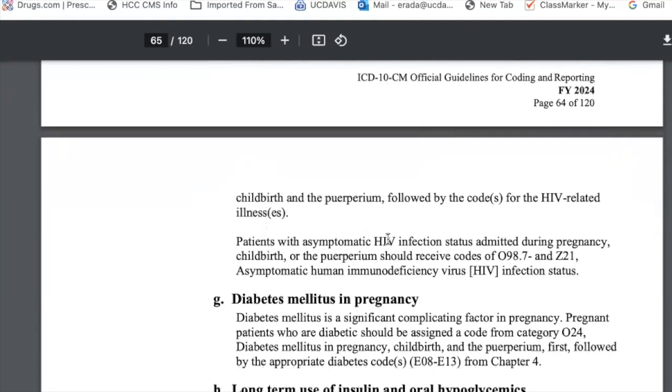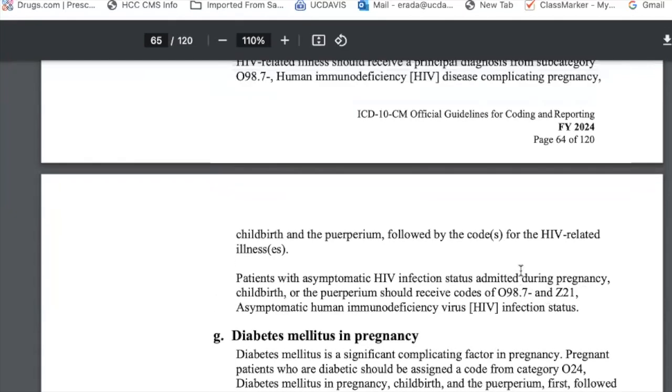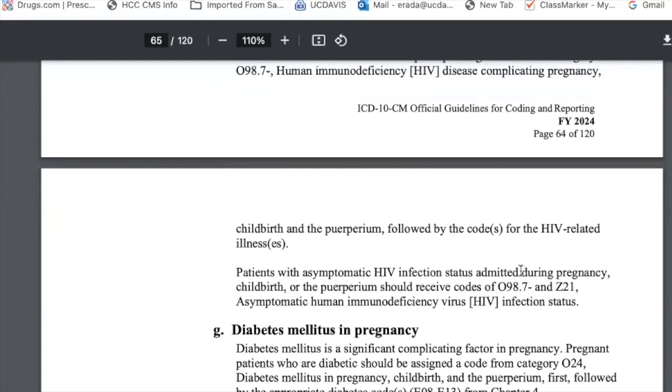Patients with asymptomatic HIV infection status admitted during pregnancy still get the O98.7 code and are assigned Z21. So it's pretty much repetitive, guys, from what we have already studied, if you noticed that, right? Just pay attention to the fact that OB cases are always treated differently. In terms of coding, you want to make sure that you attribute that condition as a complication to the pregnancy.